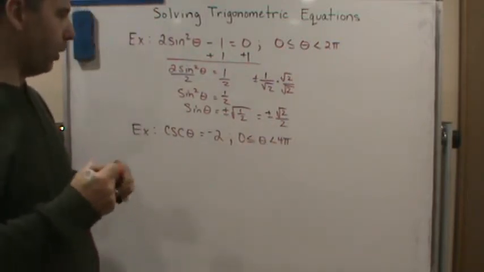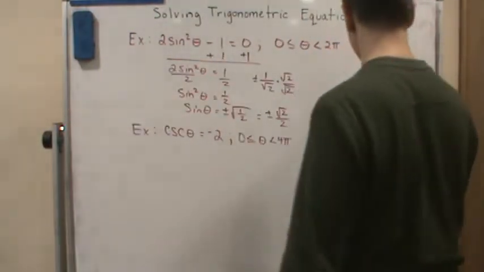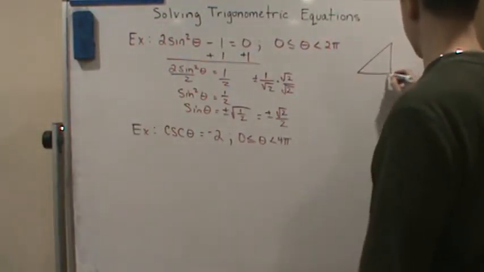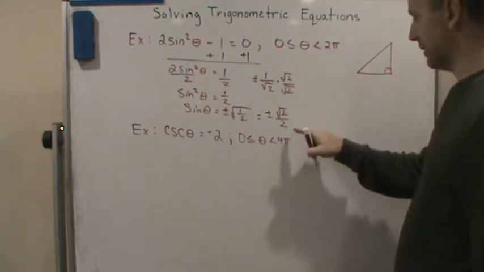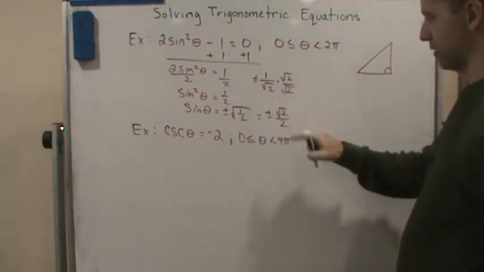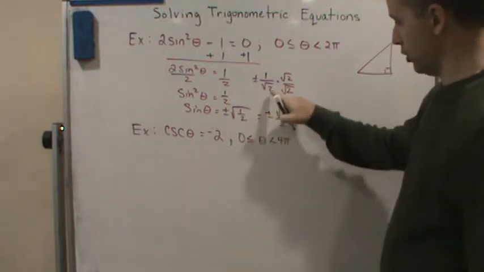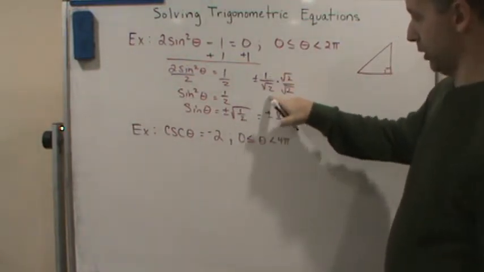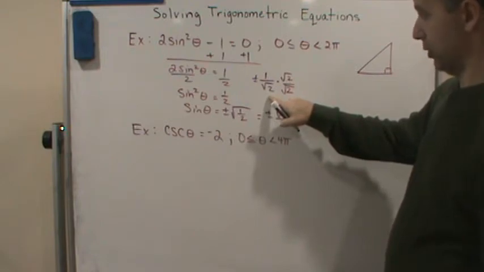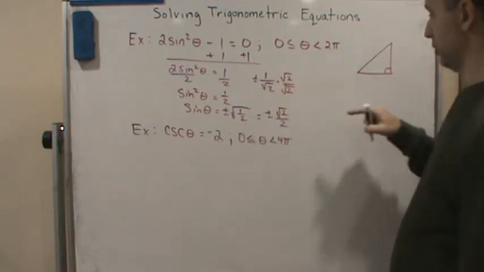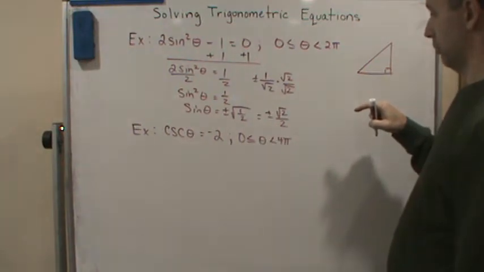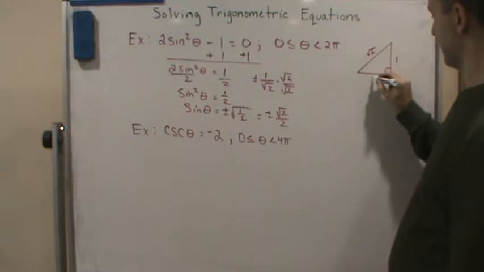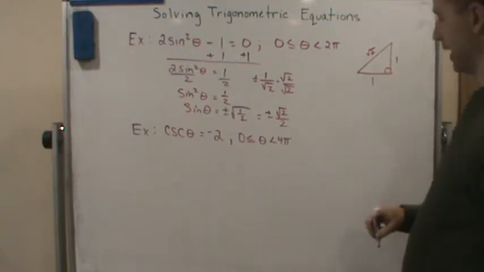And by the way, what angles give us square root of 2 over 2? Well, let's just look at the easiest one, which is the first quadrant, right? And so what type of triangle gives us 1 over the square root of 2? 1 over the square root of 2, right? So opposite over hypotenuse. So that's going to be like this. It's going to be a 45-45 angle, right?